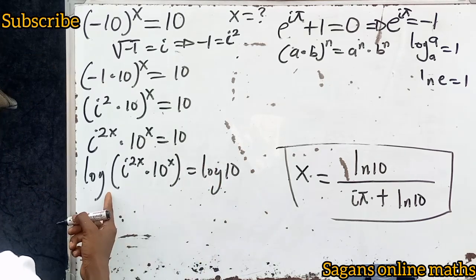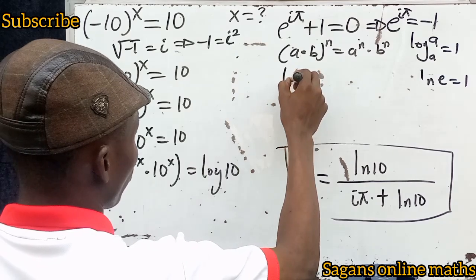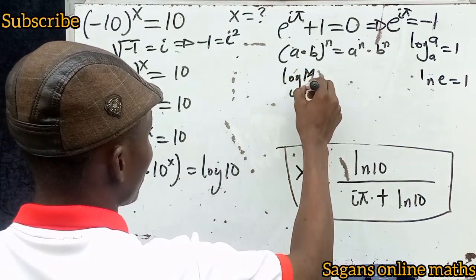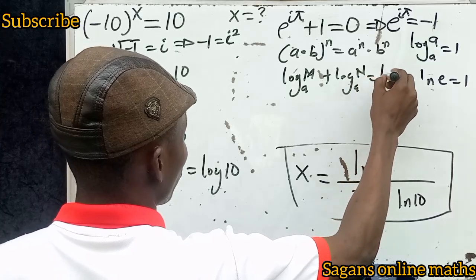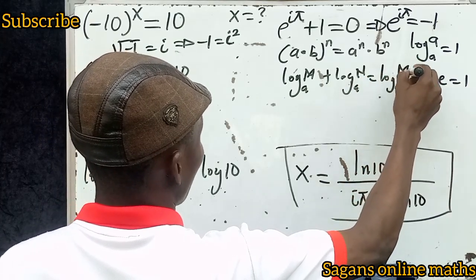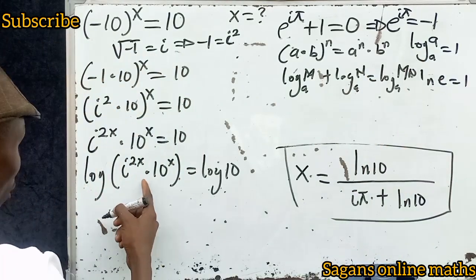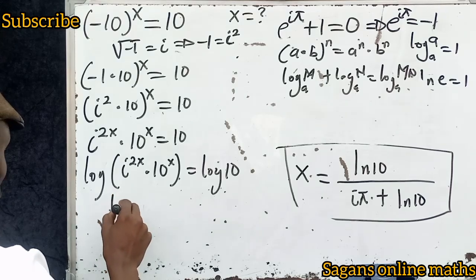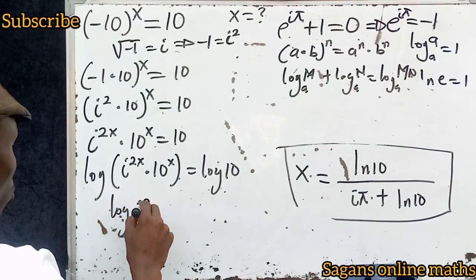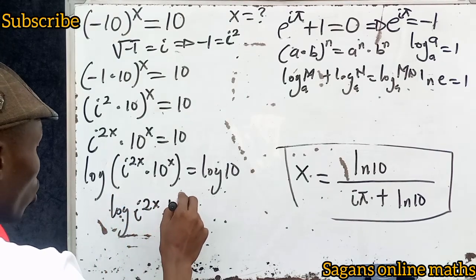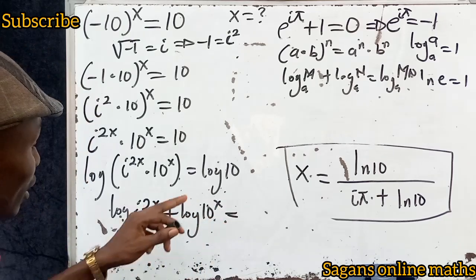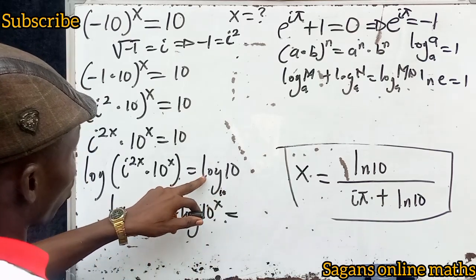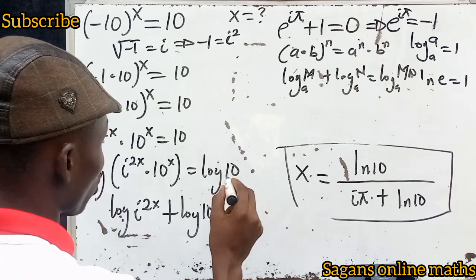Now let's obey the properties of logarithms. If we have log m base a plus log n base a, it equals a single log to that same base of the product, right? So here we are multiplying. So you take log of i to the power of 2x, then plus log 10 to the power of x equals, now you can see that this is in base 10. So log 10 base 10 is 1. So here it will be just 1.